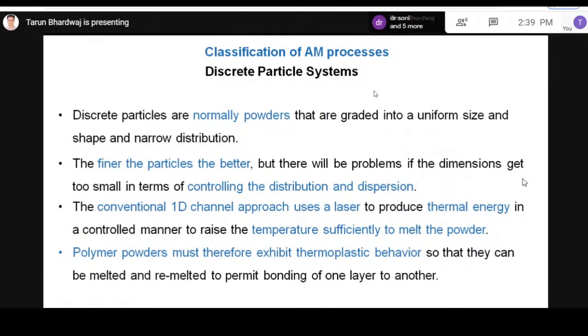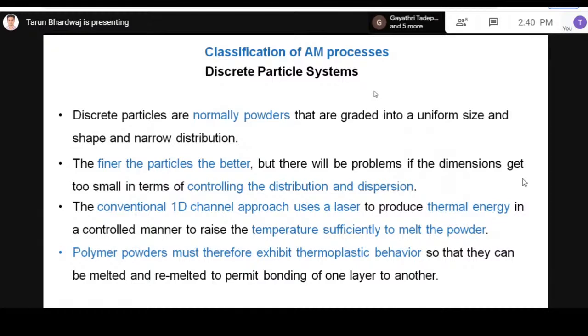And when we talk about the discrete particle systems, discrete particles are normally powders that are graded into a uniform size and shape with a narrow distribution, because we have to keep them uniform for proper bonding. If the powders are non-uniform, then the bonding between them is not good. Mainly we use a spherical shape, and the size is about 5 micron to 105 micron, depending upon the process.